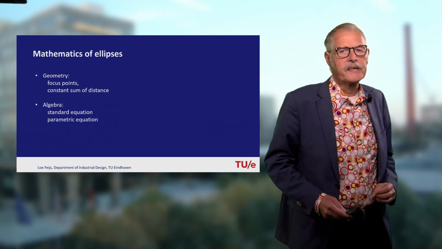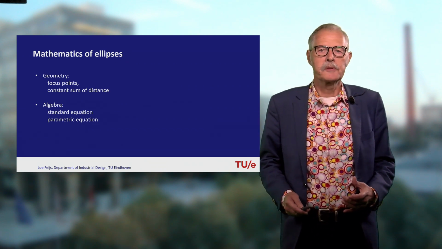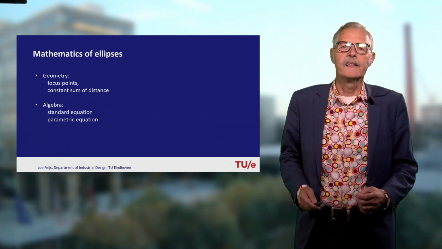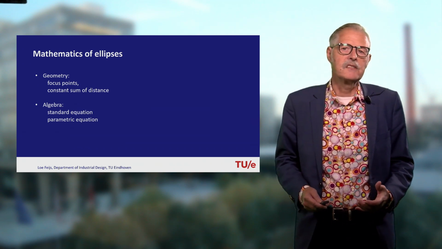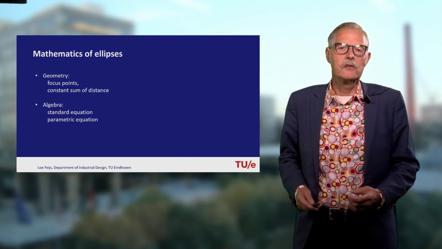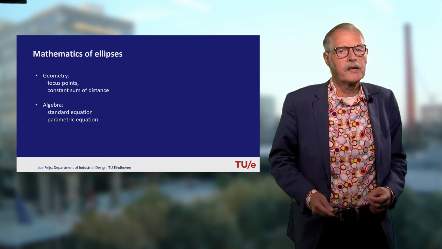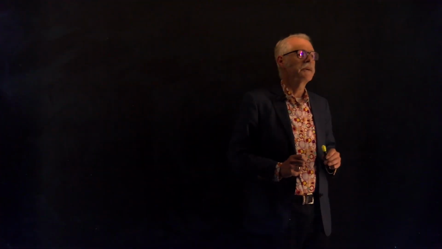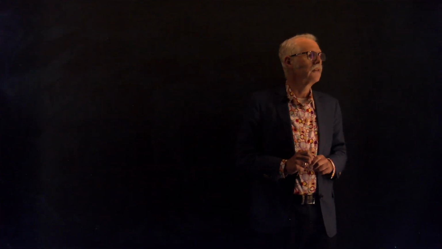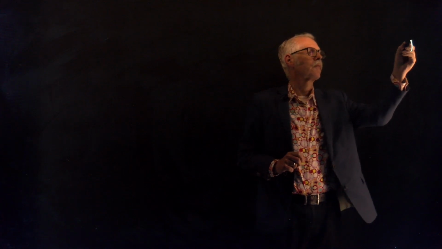Next, I'd like to explain to you the mathematics of ellipses, and there are two approaches. One is looking at the geometric properties, where we see the focus points, and where each point on the ellipse has a constant sum of distances to those two focus points. We can also do it with equations, and then there is the standard equation, which is good for algebra, and the parametric equation, which is good for developing programs. The mathematics of the ellipses was already quite well known by the ancient Greeks, Euclid, for example. So I will make a summary of that now.